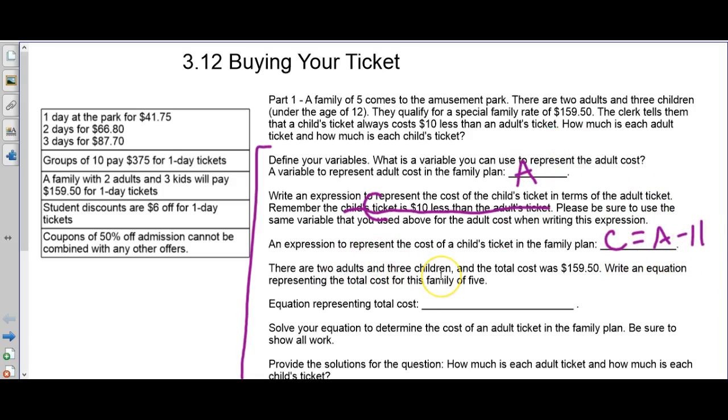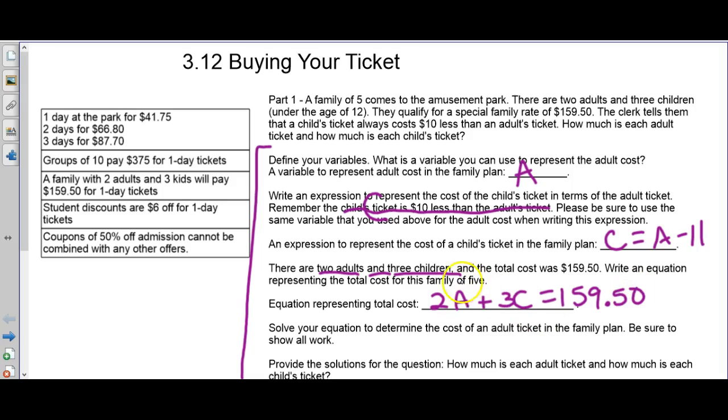So there are 2 adults and 3 children, and the total cost was $159.50. Write an equation representing the total cost for a family of 5. So it's 2 adults, so 2 times A, and usually means plus 3 children, so 3C equals that total cost.